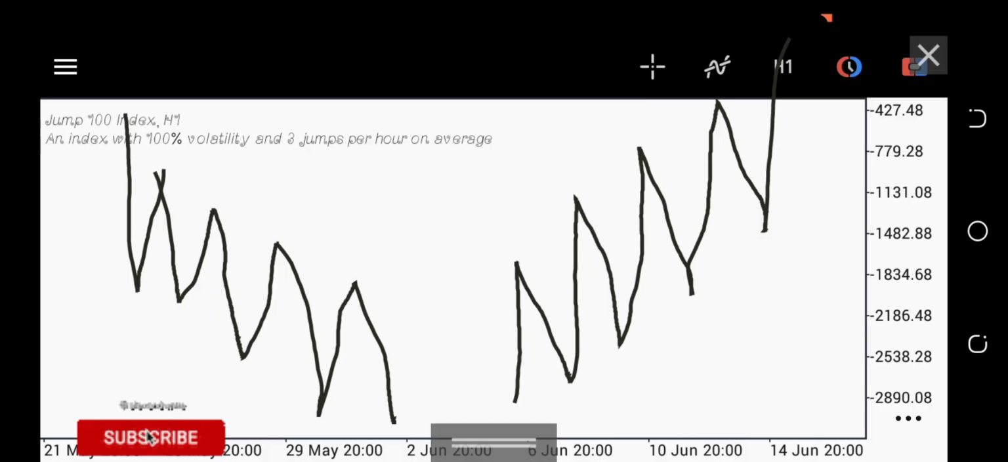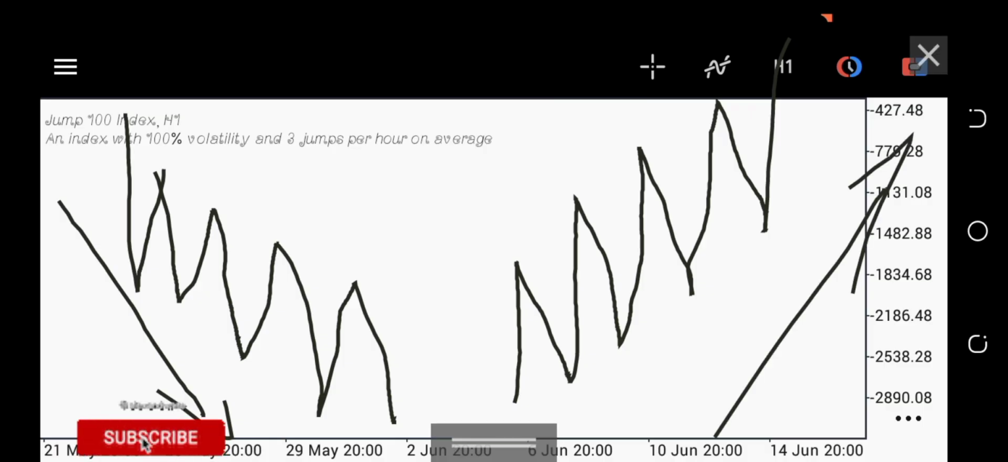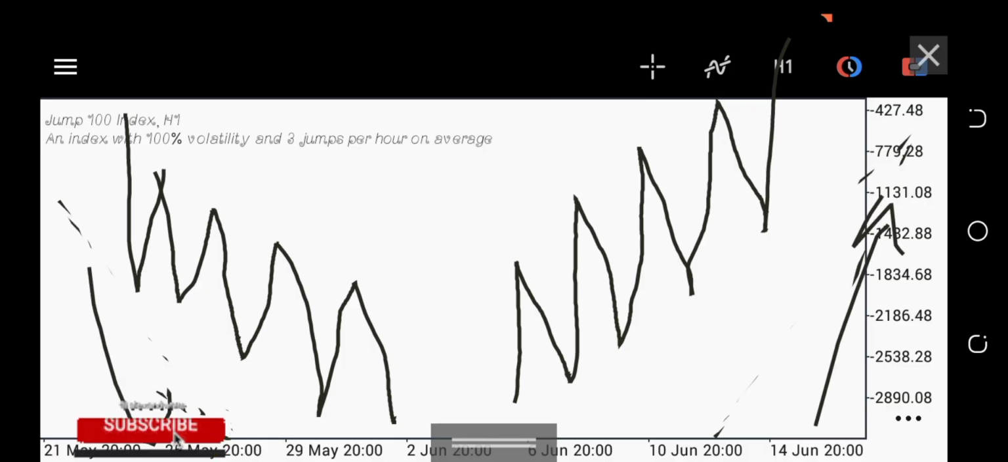So guys, look at my screen now. I want to show you guys a clear example of how a break of structure works. Now look, let's just say this is a downtrending market. This is a downtrending market, while this is an uptrend market. Now, how do we mark our break of structure? This is how to mark a break of structure.